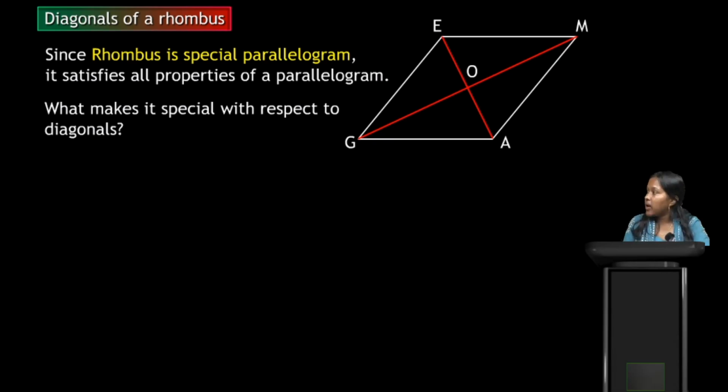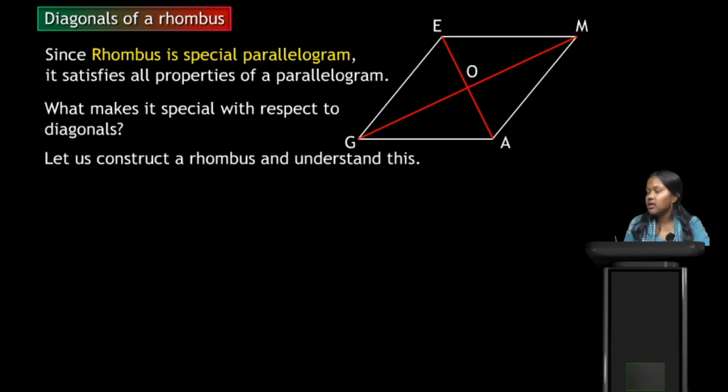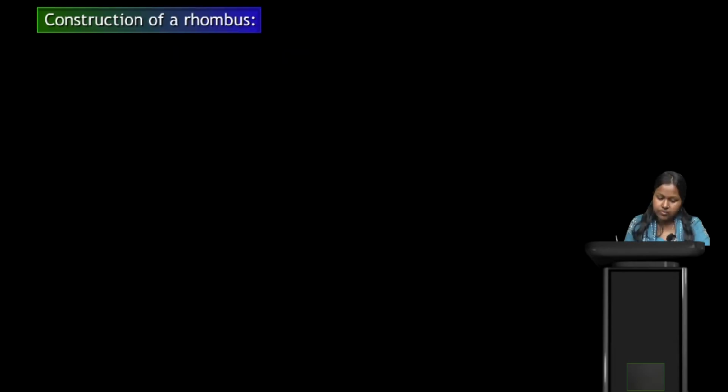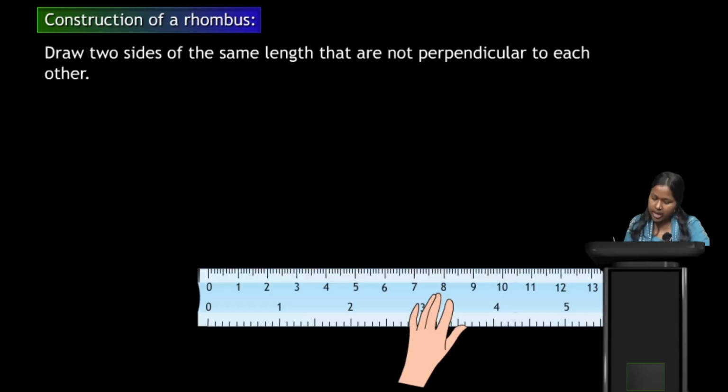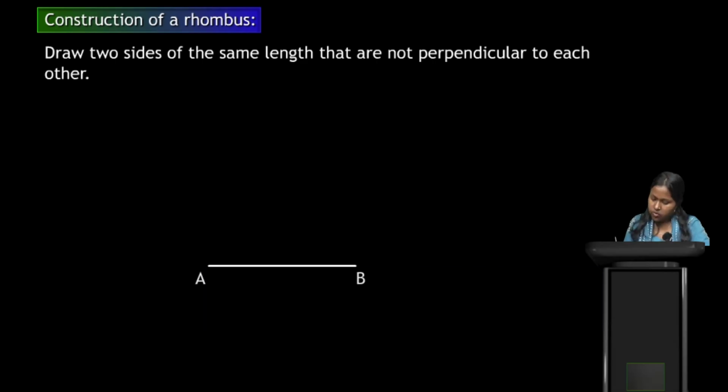Okay. So what makes it special with respect to diagonals? Let us consider a rhombus. Construct. They are asking you to draw two sides of the same length which are not perpendicular to each other. Okay, so let's make 5. Okay, 5 centimeters we took.